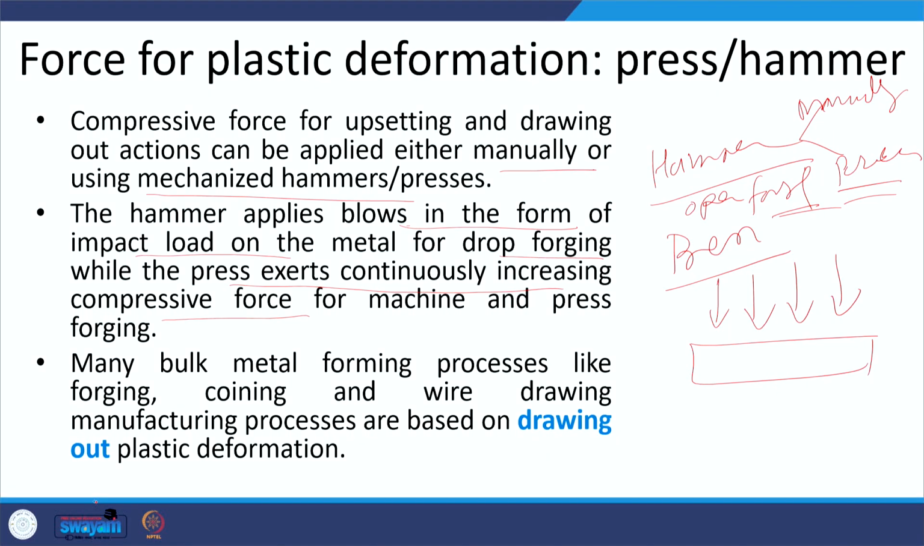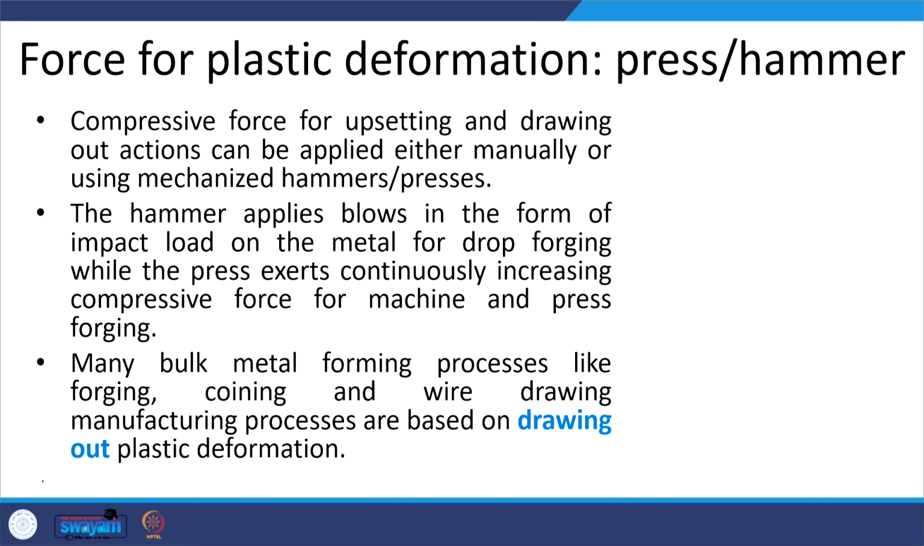So, here if we see, this is a broad classification based on the way by which compressive load is applied. For drop forging and for smith forging, hammers are used, in which the impact blows from the hammer are used to cause the plastic deformation, while machine or press forging uses the press for applying the compressive load.